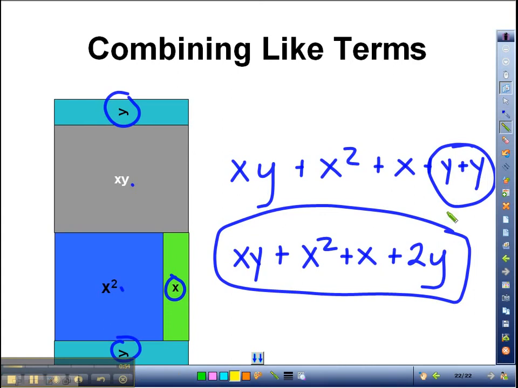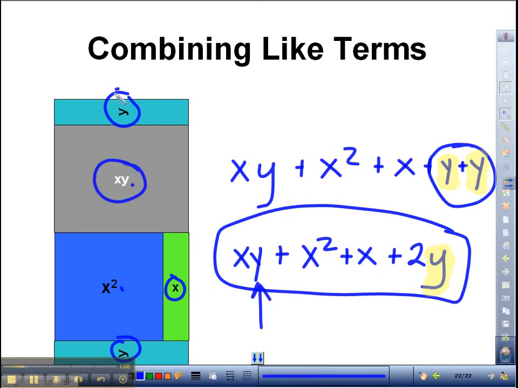This piece of it has to be identical for you to combine them together. That right there. You cannot combine it with this because xy looks different than just a y. You can't combine these two together.